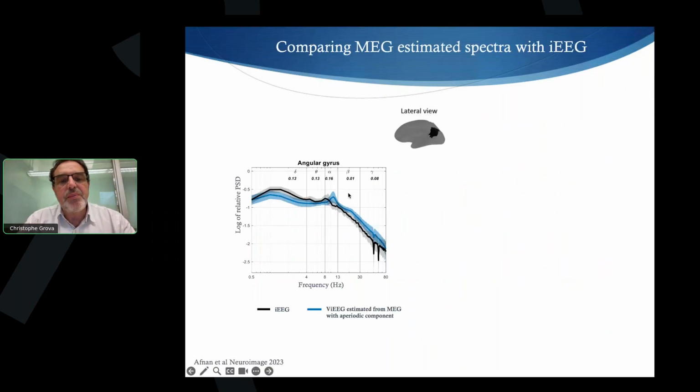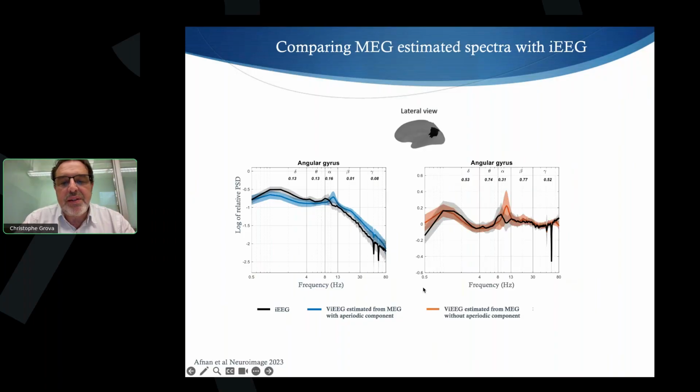And just to go a little bit more in detail, here you have the lateral angular gyrus, and you see in black the population level of the intracranial EEG atlas, and in blue what we recover from MEG. This is before and this is after removing the aperiodic component. And you see in that context, there is a little shift here, but we retrieve the power spectrum quite well.